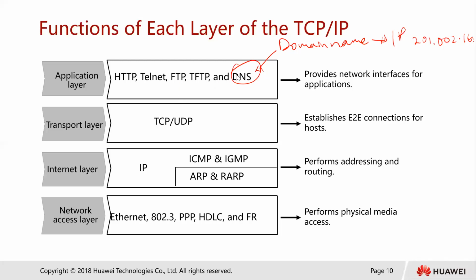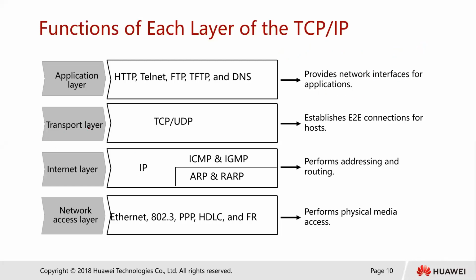All right, so these are some of those things in the application layer, and there are others like the SMTP, like POP3, like IMAP, etc. So they provide network interfaces for applications.